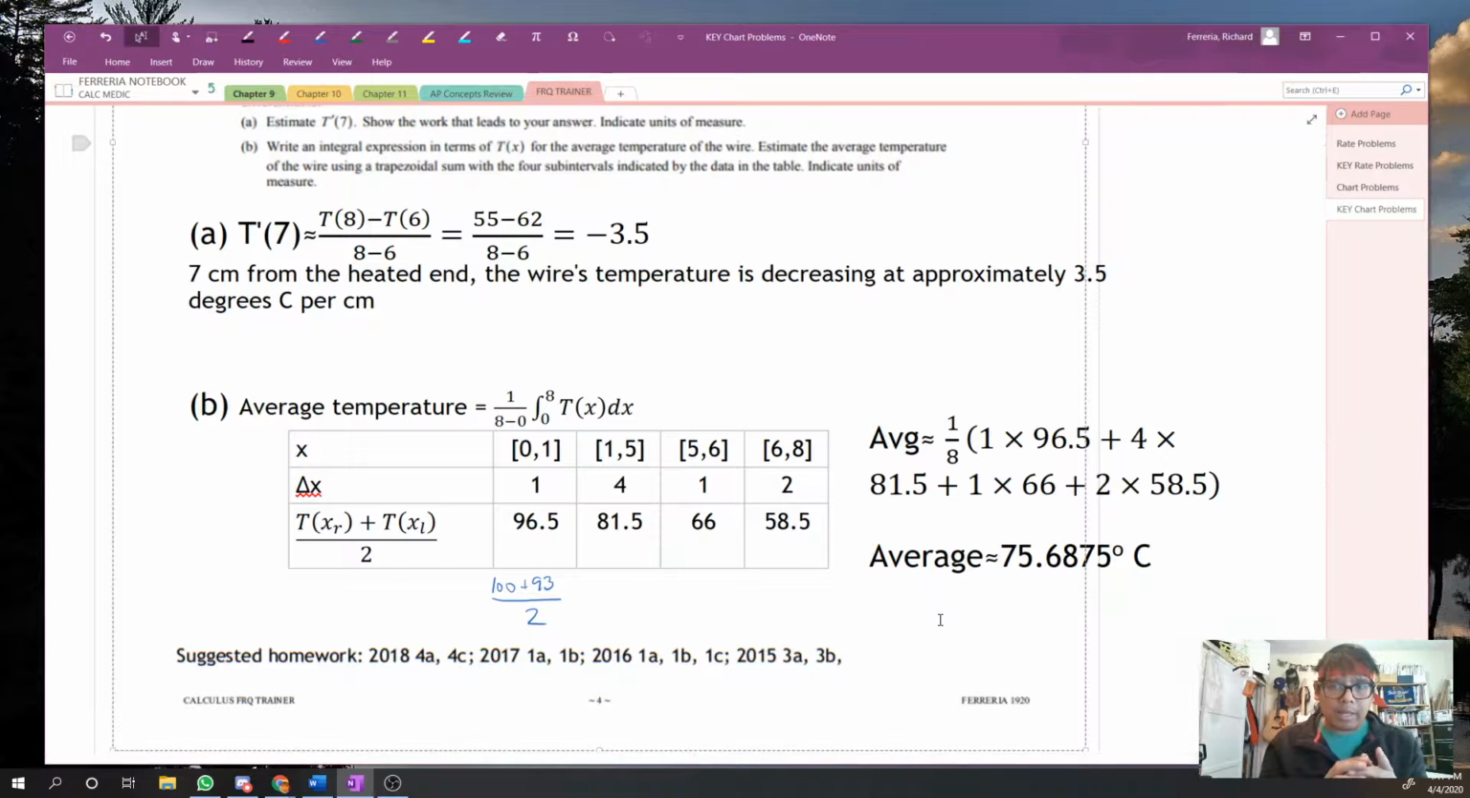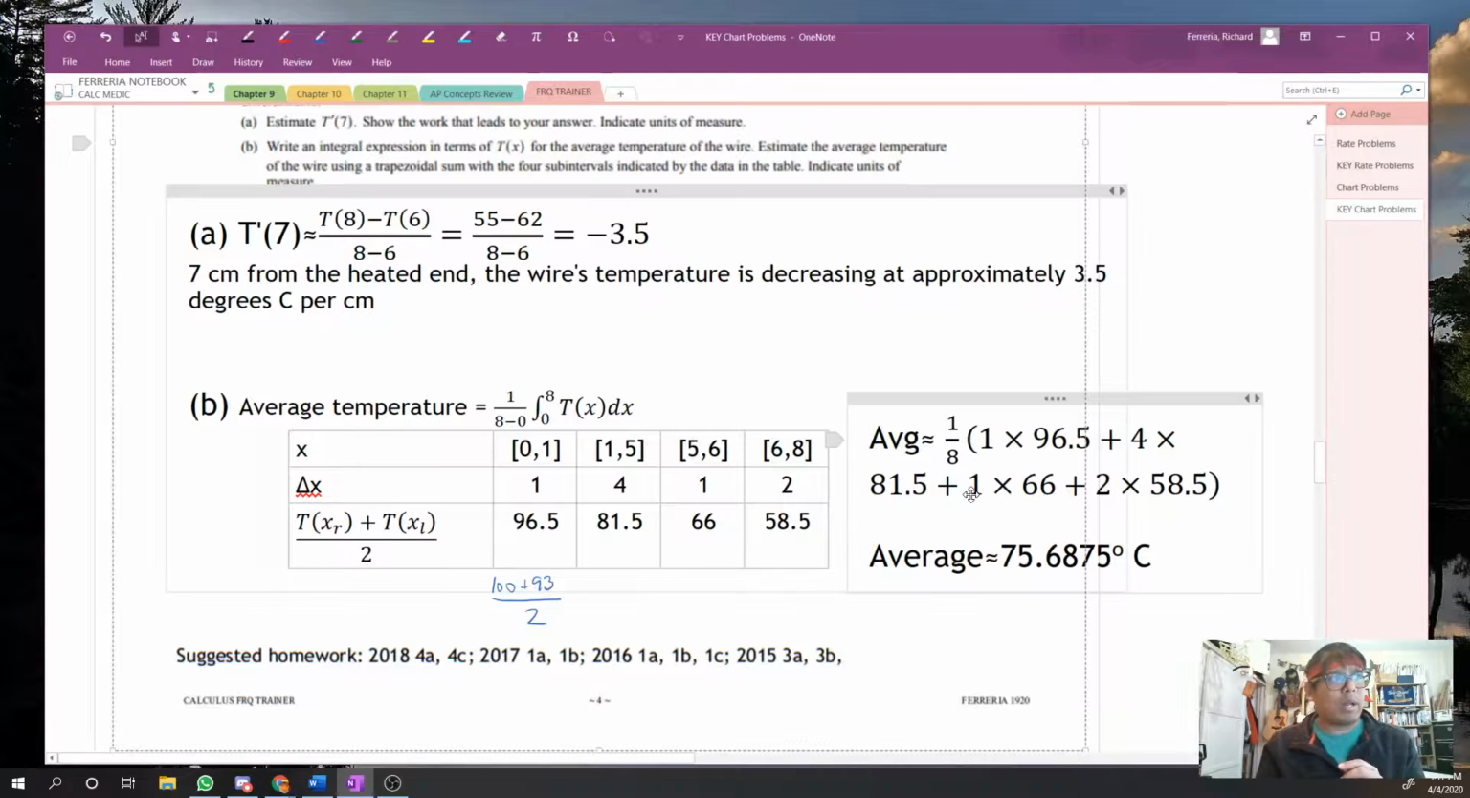We've written down the sum. That's this 1/8 times 1 times 96 plus 4 times 81 plus 1 times 66 plus 2 times 58. And then we multiplied and added that all together. That got me 75.6875. It says to indicate units of measure. And what are we averaging? Well, we're averaging the temperature. So the units for the average temperature should just be the temperature units. All right. There we go.